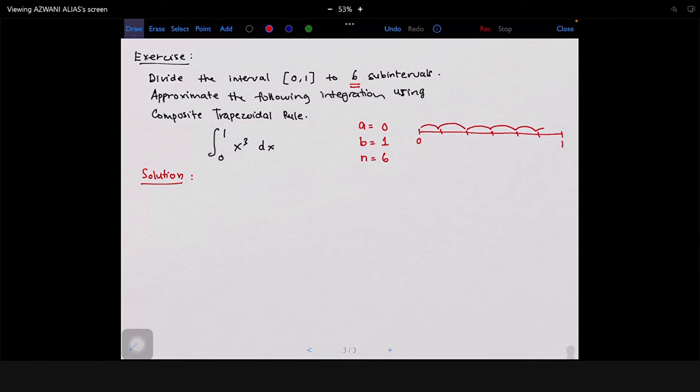Okay, so what's next? What do we want to do? To make it simple, let's say this is, we call that x0. This one is x1, x2, x3, x4, x5, x6. Can we get the value of this interval? This is our h. For each sub-interval it must be the same, right? Okay.